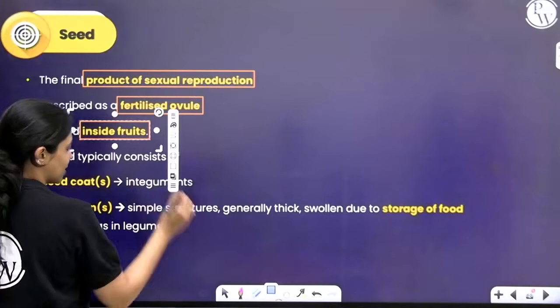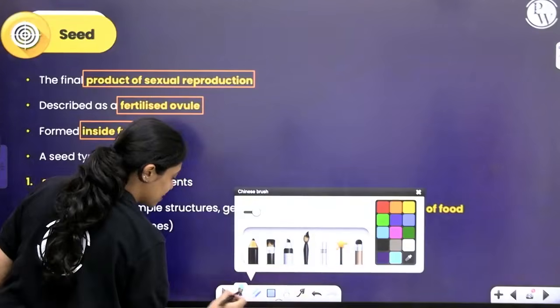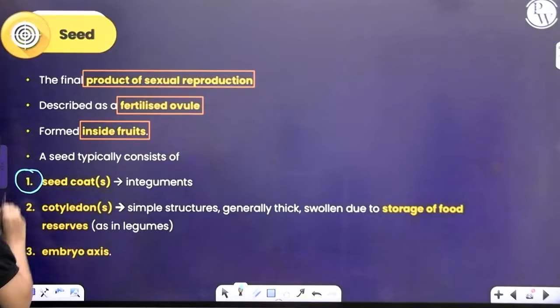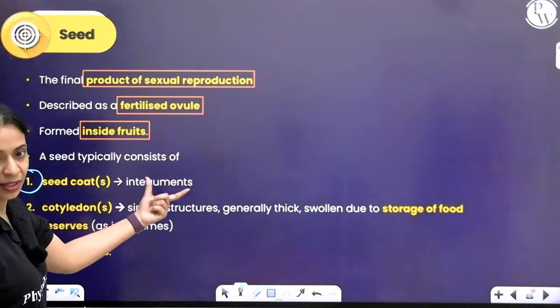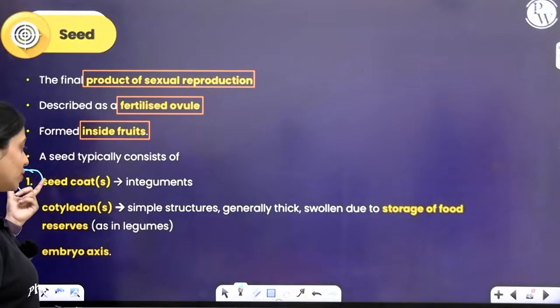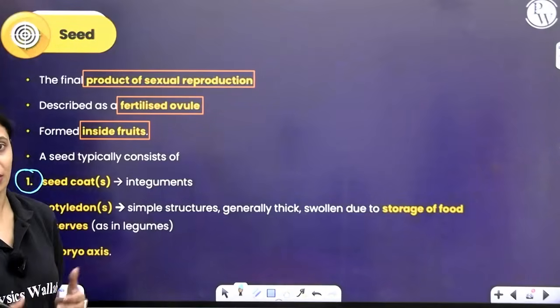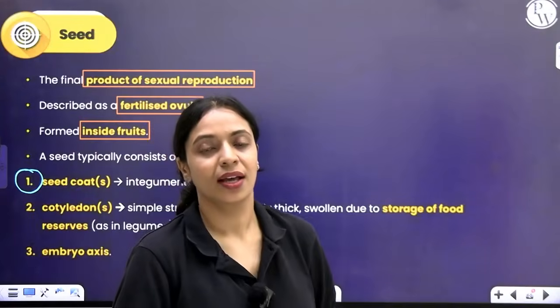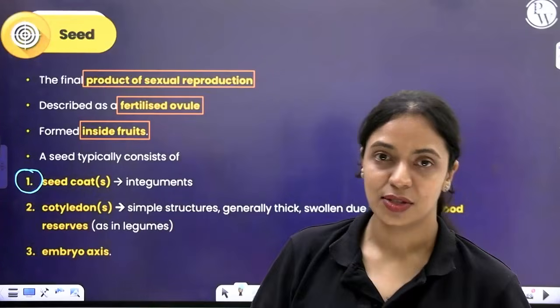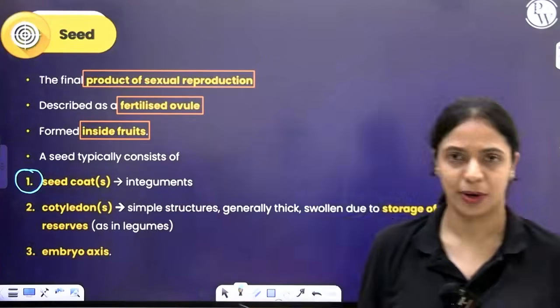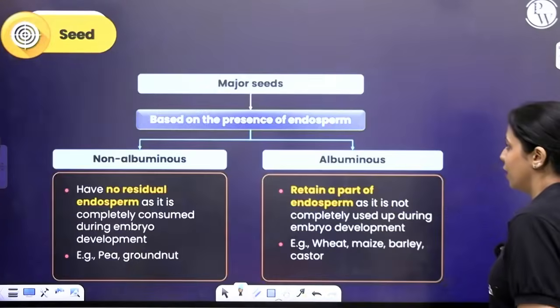What are the different parts that you can see in a seed? In a seed, you will have outer protecting seed coats. The integuments present in the ovule itself will transform into the seed coats in the seed. There will be cotyledons present. If it's a dicot, there will be 2. If it's a monocot, there will be 1. And there will be an embryonal axis to which the cotyledons are attached. We've learnt about it in the embryo structure, right?